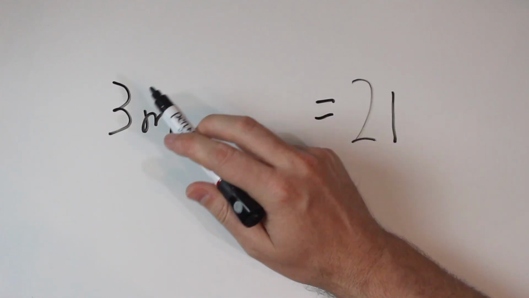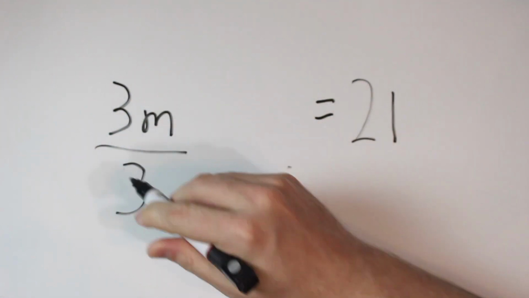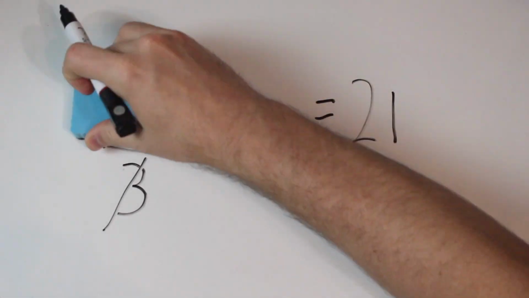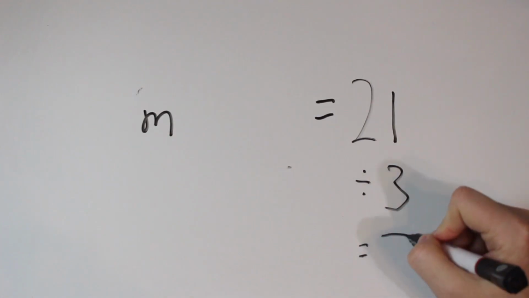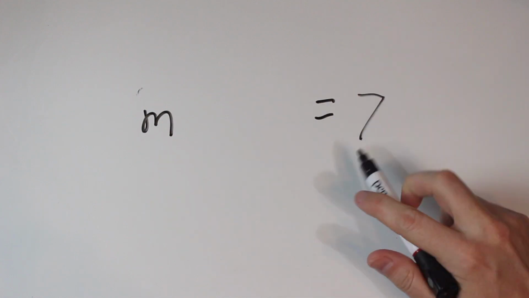Now we undo the 3 times m by dividing both sides by 3. 3m divided by 3 leaves m. 21 divided by 3 leaves 7. m equals 7 is our answer.